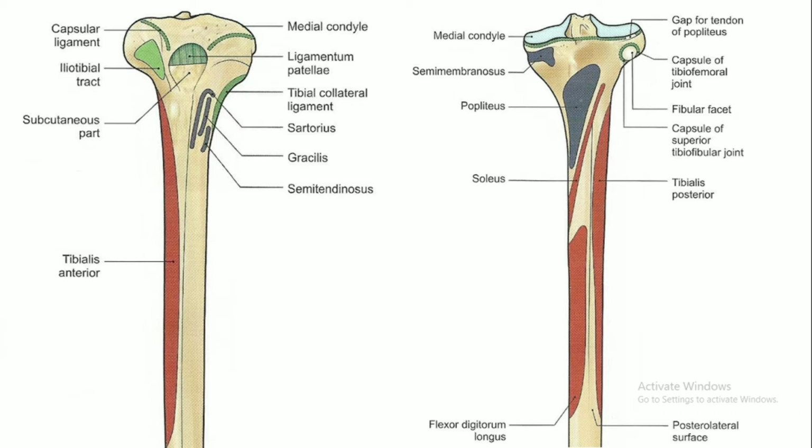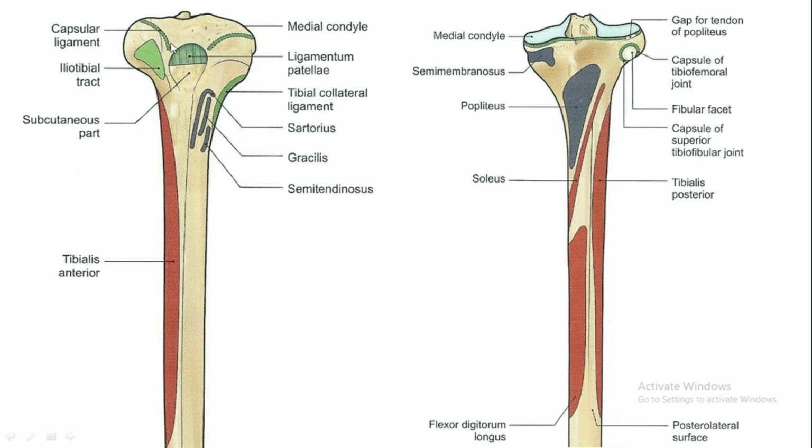Now we will see the attachment over the lateral condyle. So this is the lateral condyle. Here you can see in the lateral condyle, also in the upper border, it gives the attachment to the capsular ligament. This is the anterior aspect, this is the posterior aspect. Here this iliotibial tract is attached over the anterior surface. This is the iliotibial tract.